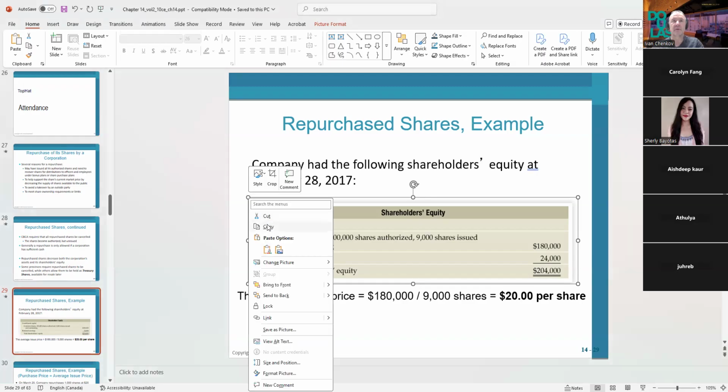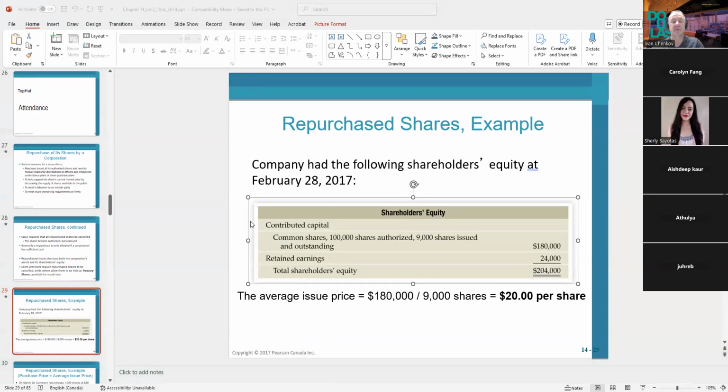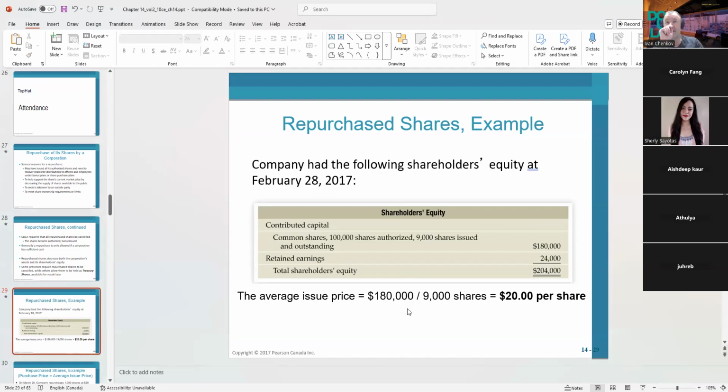Again, I'm going to copy this and flip it on the Excel spreadsheet and go over it. Okay, I already have it on the Excel spreadsheet. So what can we see from here? What's the average issue price per share? That's the only thing that we can see here. We have 9,000 common shares outstanding. The price that we collected for those shares is $180,000. So basically, our average issue price per share is $20 per share.